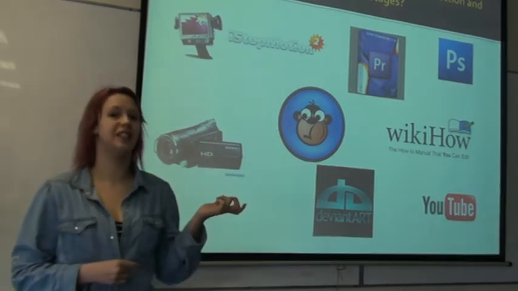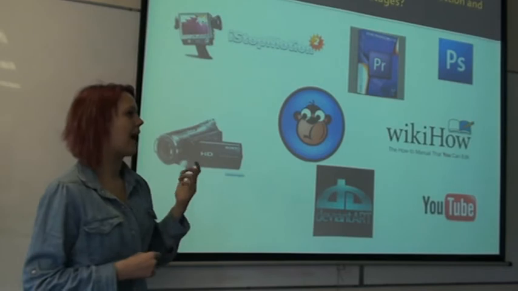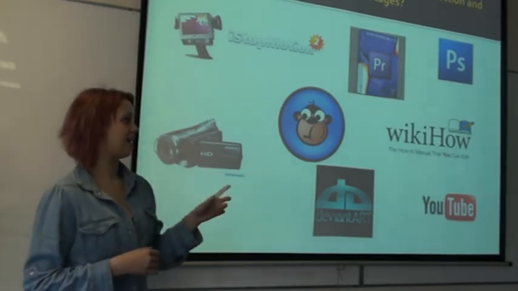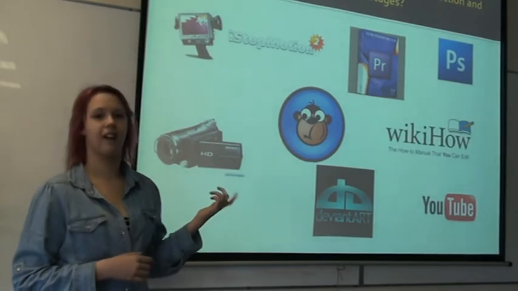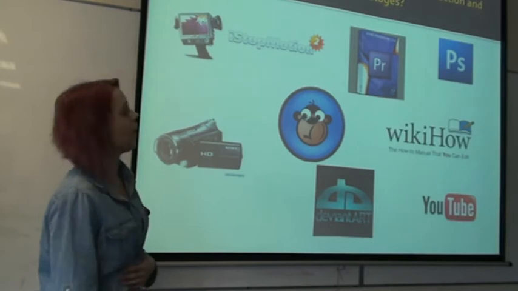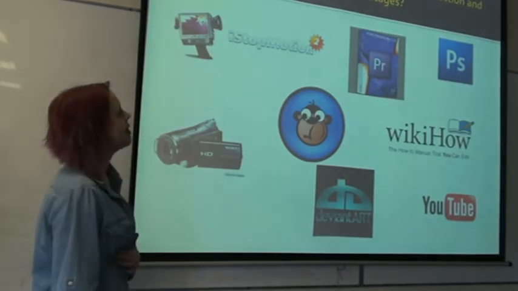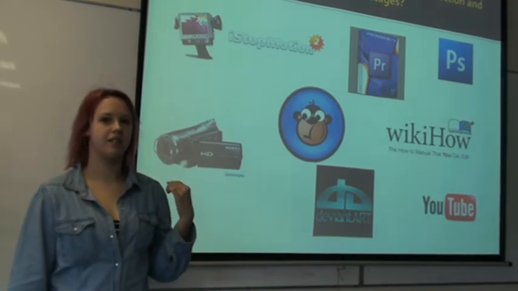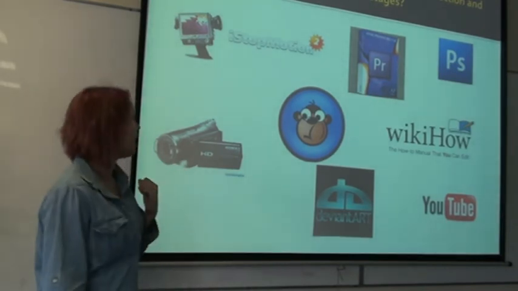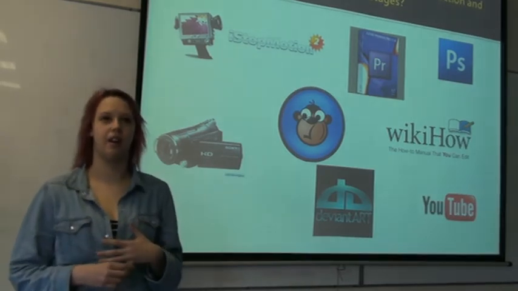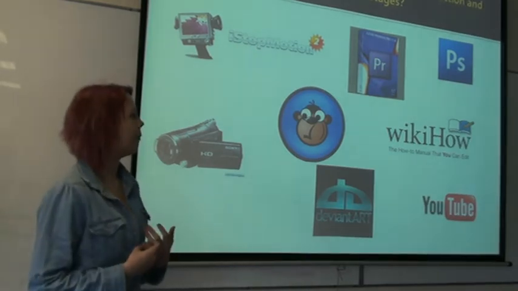WikiHow was very important for me because I had to do stop motion animation for my video, and the how-to section on there taught me how to do it, because I was a total beginner, so I needed a lot of help with that. In the production, I used iStop Motion on a Mac to do the stop motion part of it, and I used a Sony HD camera to do the other footage.